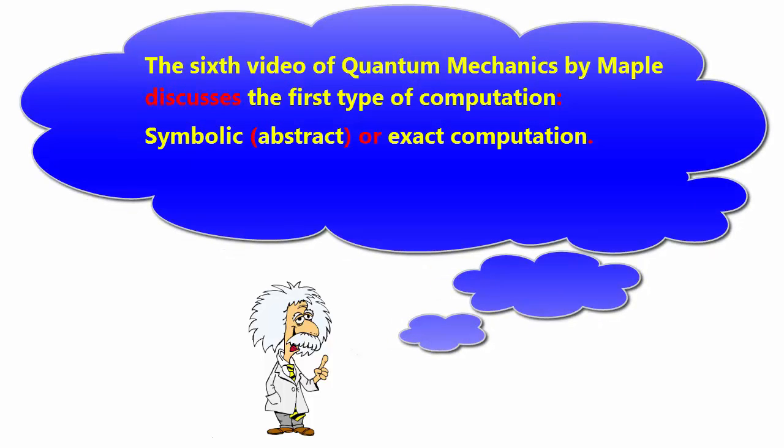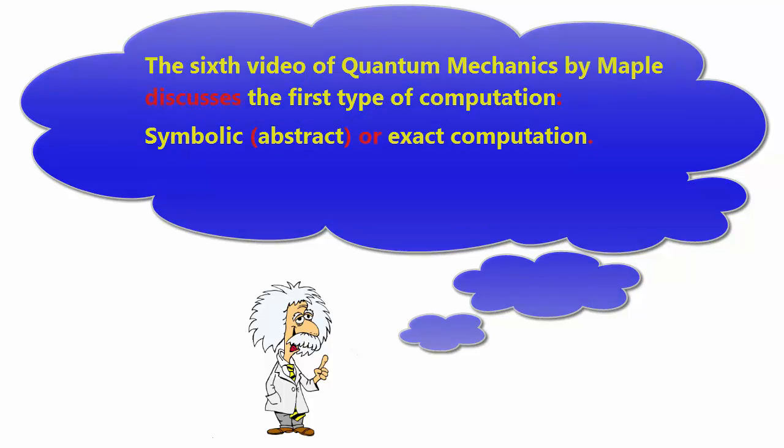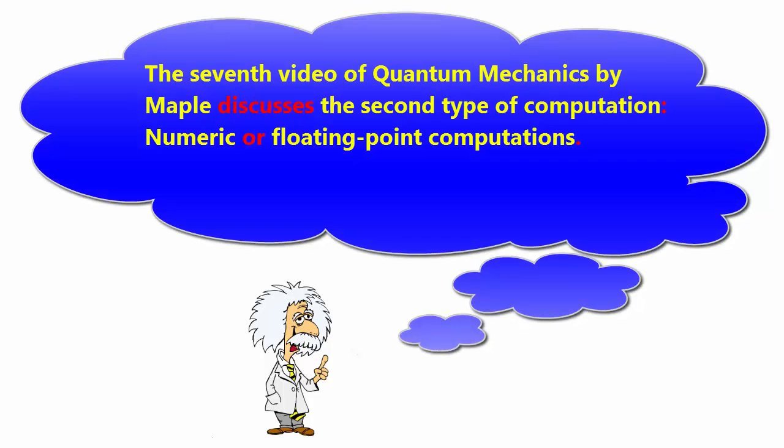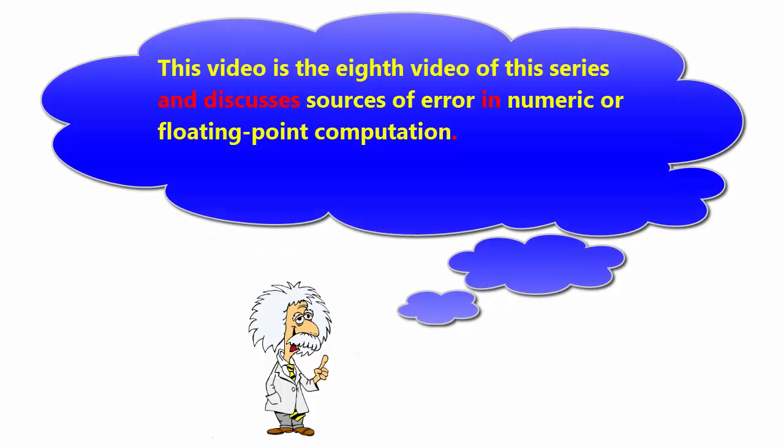The sixth video of Quantum Mechanics by Maple discusses the first type of computation, symbolic, abstract, or exact computation. The seventh video discusses the second type of computation, numeric, or floating-point computation. This video is the eighth video of this series and discusses sources of error in numeric, or floating-point computation.